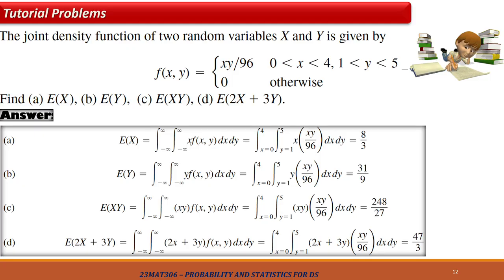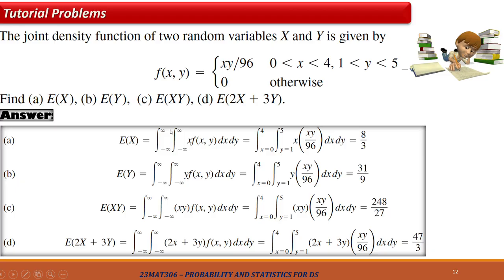This is a tutorial problem for your practice. Here the joint density function is given. A density function means it is a continuous random variable. So you have to calculate expected value of x, expected value of y, and the expected value of xy using this formula. Here I have given the formulas and the tips. You have to solve it and check the answers.